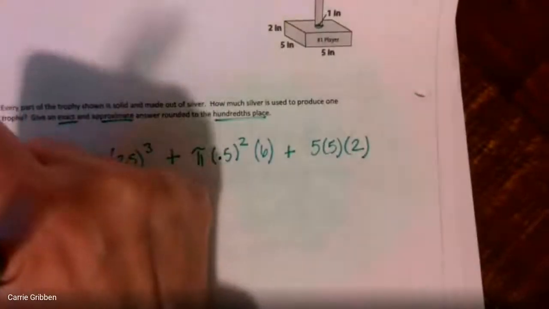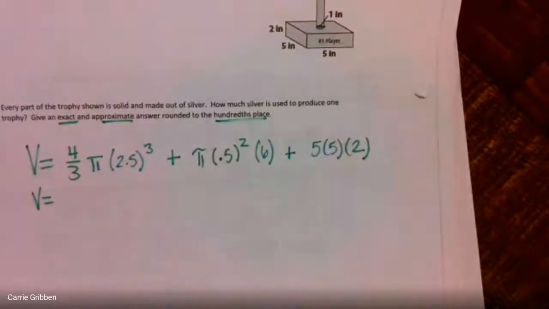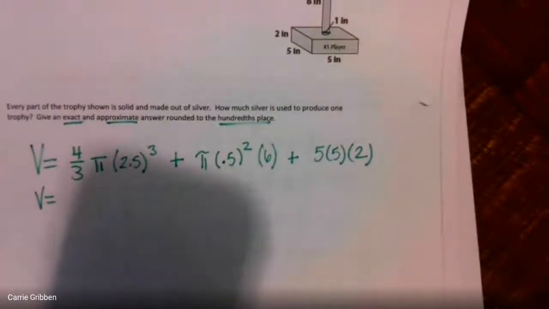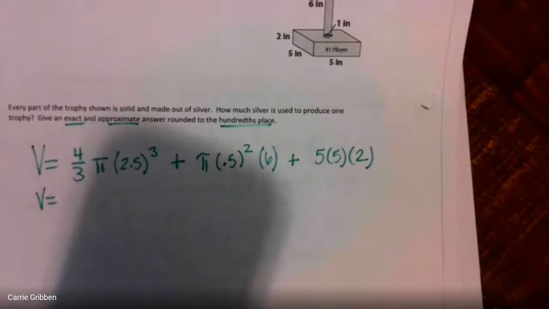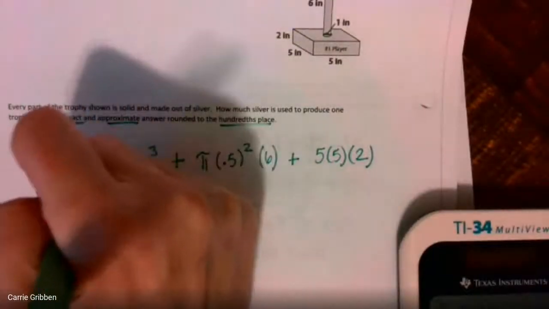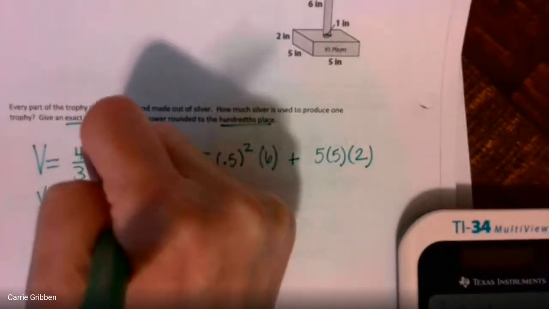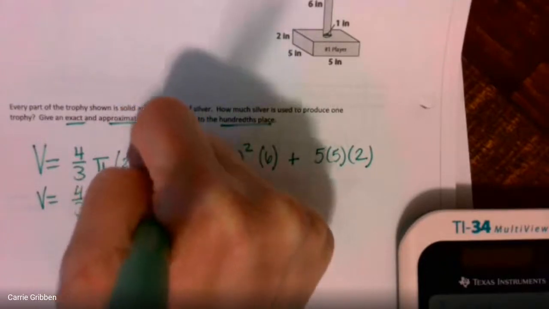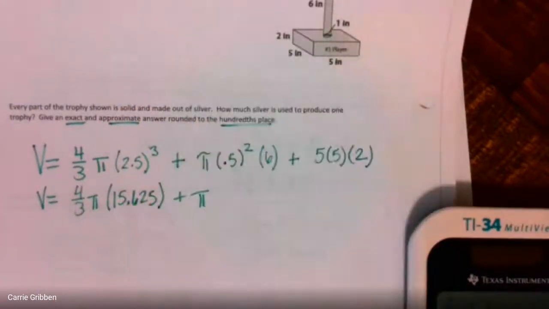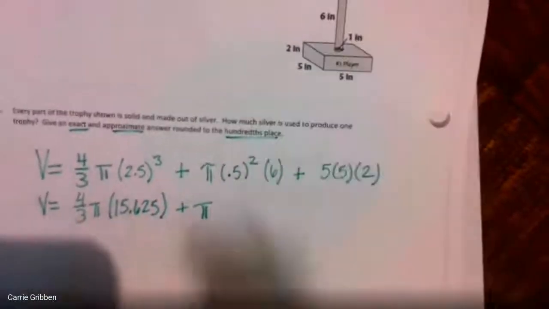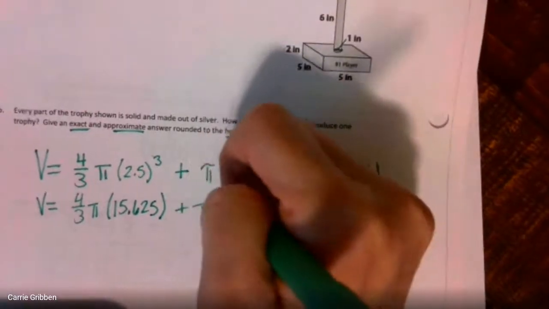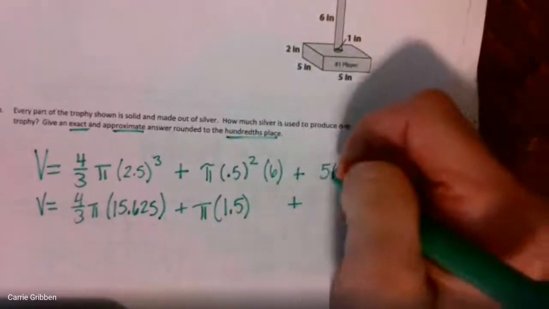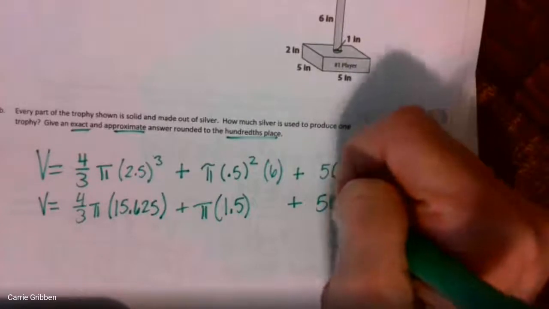Okay, so now it's just a matter of simplifying this a little bit. I do need my calculator for 2.5 to the third. So 2.5, caret key, 3 is 15.625. So right now we've got 4/3 pi times 15.625, plus pi times 0.5 squared, which is 0.25, times 6, though I might as well do that, is 1.5, plus 5 times 5 is 25, 25 times 2 is 50.